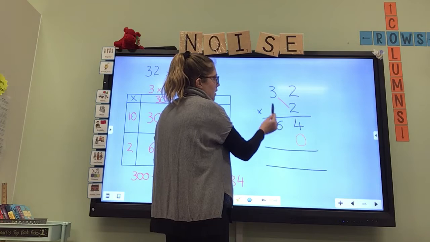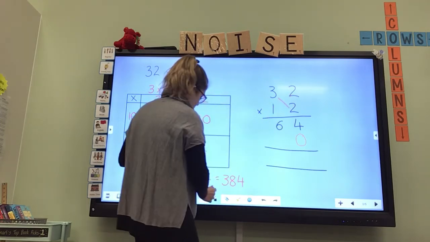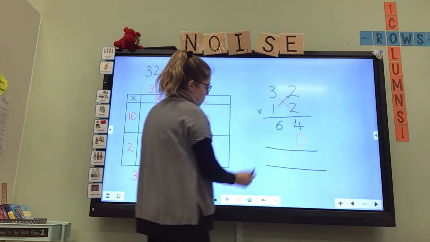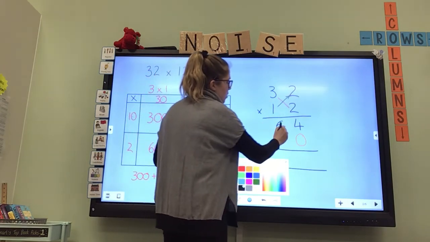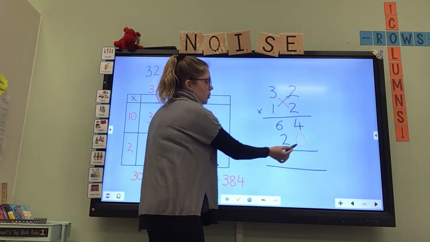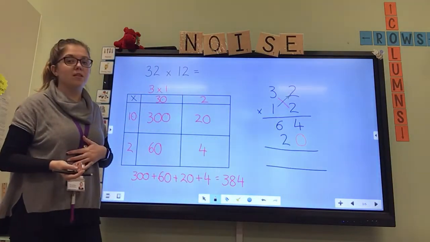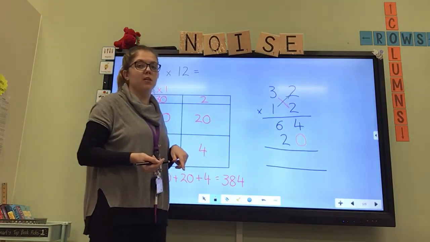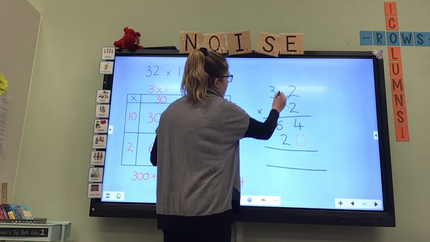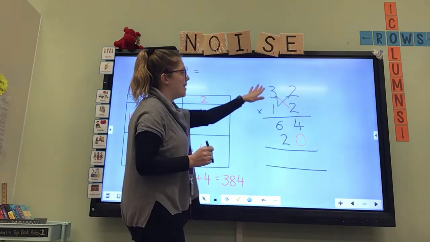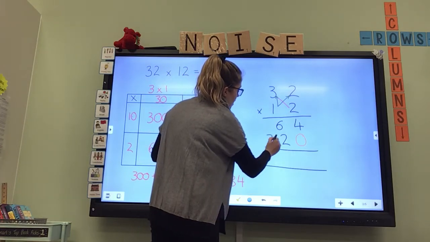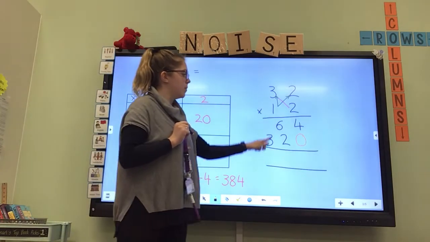So now we can do our 10, let's change colour, let's not confuse ourselves. Now we need to do 10 times 2, and that would be 20, we know. But if I just put my 2 in there, for 1 times 2 is 2, can you see it becomes 20 because of our 0 place value holder? And then I can do my last calculation, which would be 1 times 3, or 10 times 3, and that would give us the answer of 300.